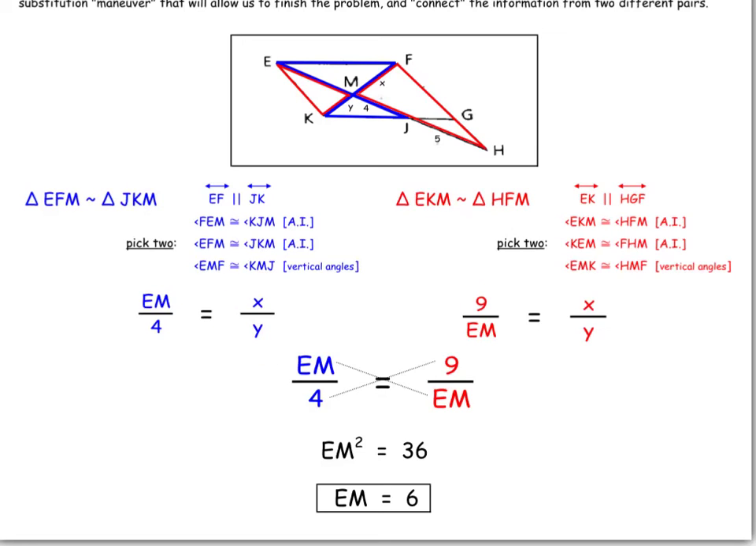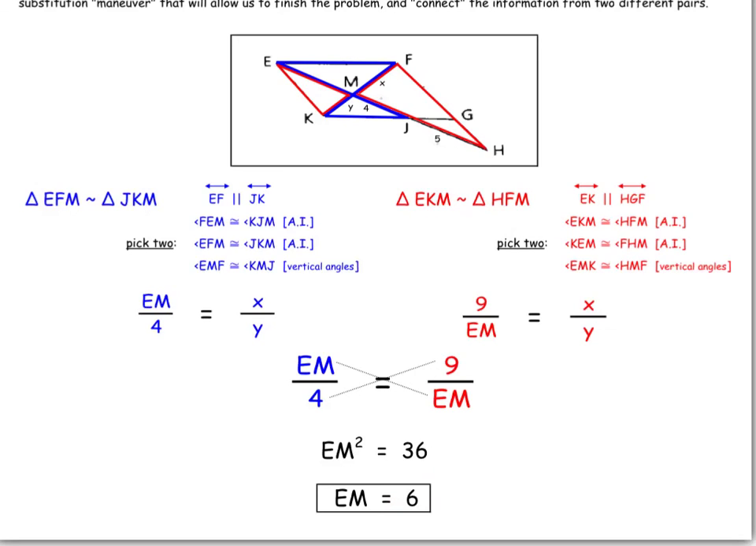Because X over Y appears in both problems, I'm now able to connect EM over 4 with 9 over EM. When I cross multiply, I get that EM squared equals 9 times 4, which is 36. And when I square root both sides, I get that EM is equal to 6. Algebraically, EM is plus or minus 6, but because this is a geometry problem, I eliminated the negative.